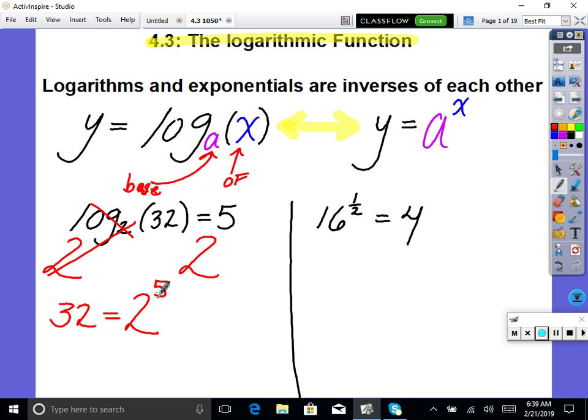Now with this one, what would be the base? 16. Isn't the 16 technically the part that has the 1/2 power? Isn't this a true statement, base 16 raised to the 1/2 equals 4? You guys kind of see? Yeah, same thing as the square root, but we would want it as an exponent. This is exponential, you know what I mean? So we're writing it as exponential.